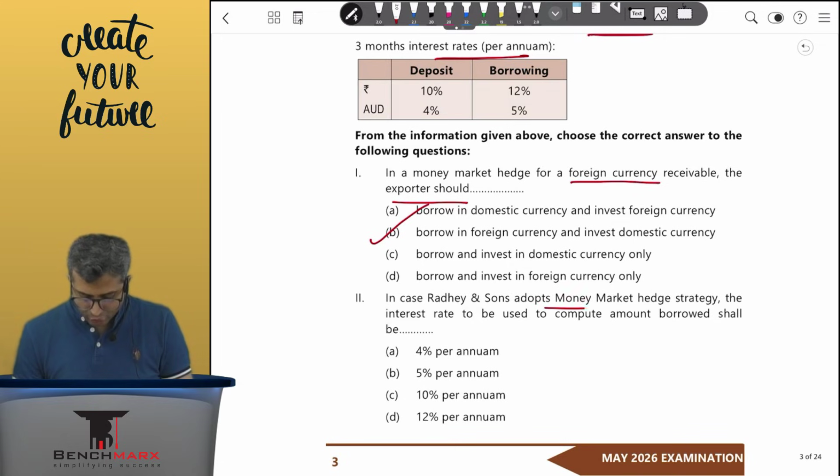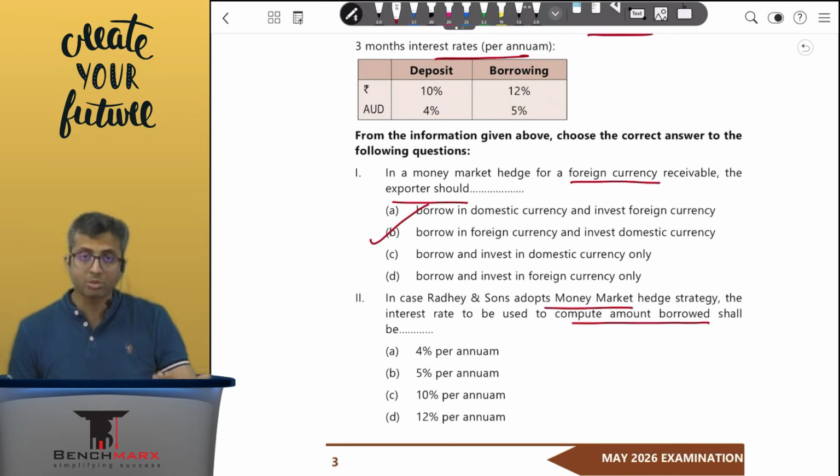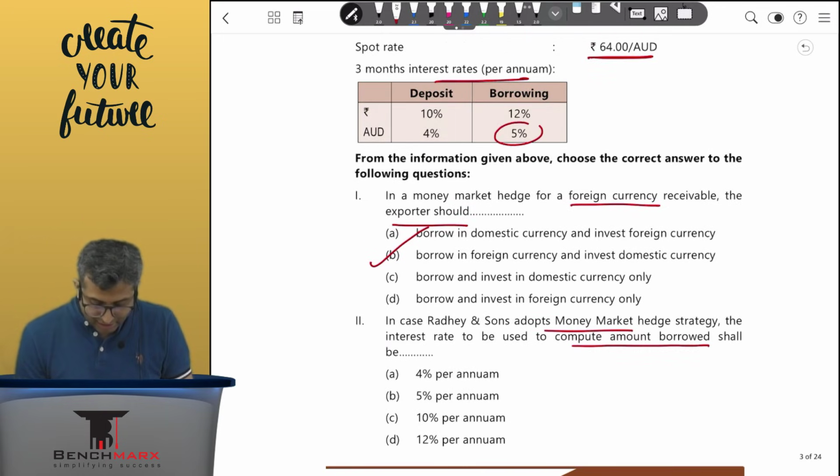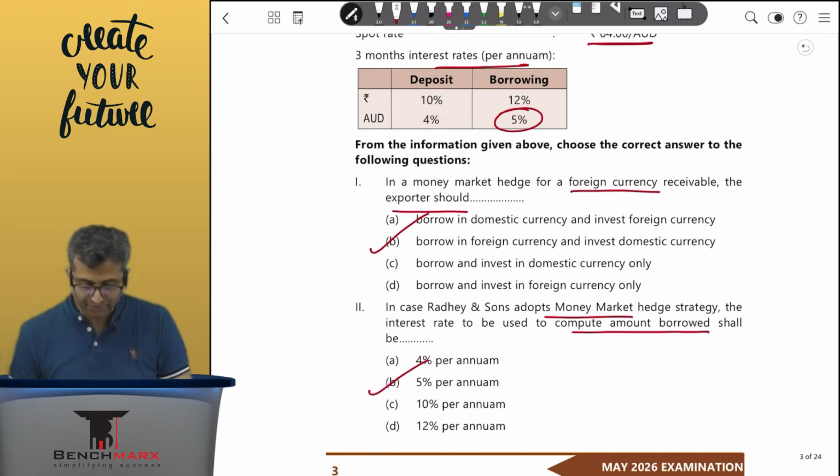In case Radhe adopts the money market strategy, the interest rate to compute the amount borrowed would be, well, you are borrowing in Australian dollars, and hence the relevant rate will be the Australian dollar rate, which is a 5% rate of interest. That's about it.